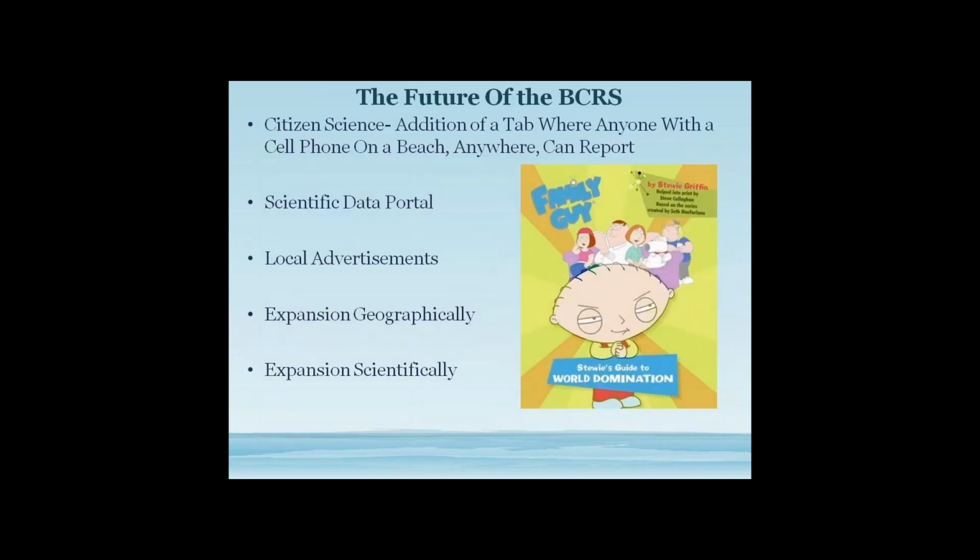So the future of the BCRS includes expanding geographically and scientifically, and we really hope to get a citizen science application out this year where citizens on the beach can report red tide effects or any kind of beach conditions that they see, so that the 27 beaches that you saw, all the spaces will be filled by reports from any citizen that's visiting a beach. It will be geolocated so that their position is reported as well as what they have to say.